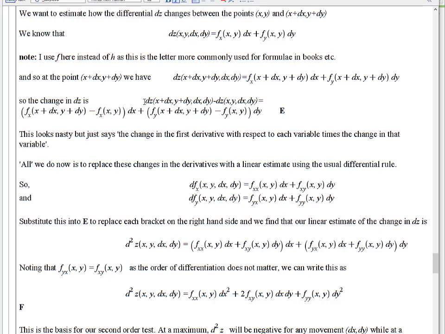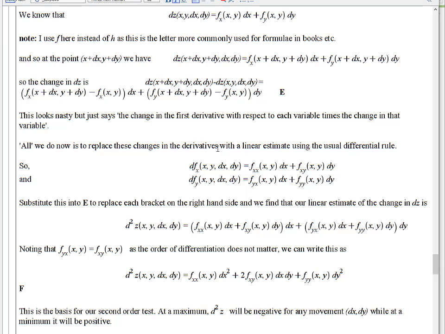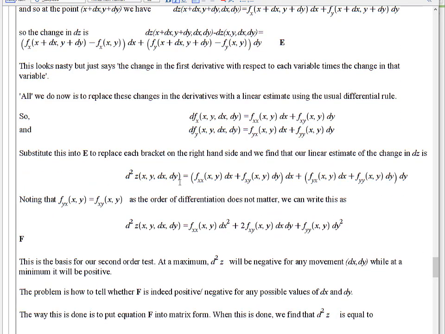Okay, and then these things here, I'm going to substitute back into the right hand side. So this bracket, I'm going to replace by this part here, and this bracket is the estimated change in Fy. This part I'll replace with this here. So you end up with this. So the linear estimate of the change in dz is the partial derivative with respect to x times dx plus, times dy, and so on. I won't read them all out because you can read them.